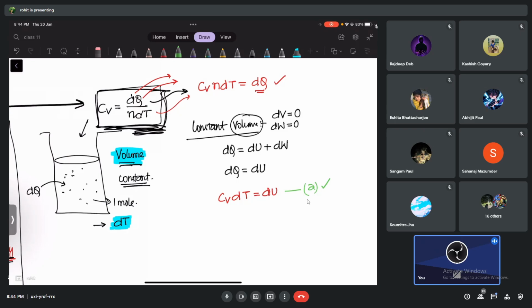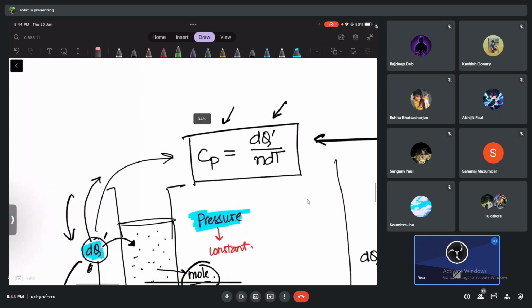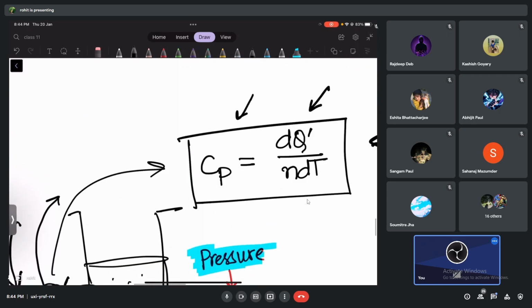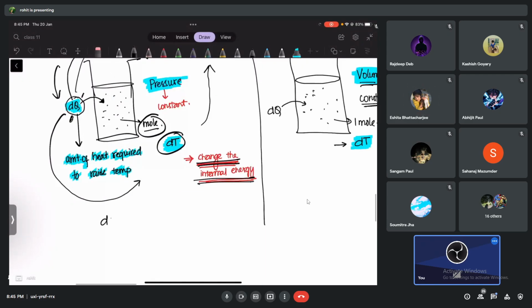Let's go to pressure now. Check how I am writing pressure. For pressure, this one that I have already written here, please tell me what is dQ dash. According to this, Cp and dT, but again for 1 mole it's just going to look like this. Let's apply the first law for this case. Tell me what is the first law now. dQ dash must be equal to dU plus dW. Can you understand this one?